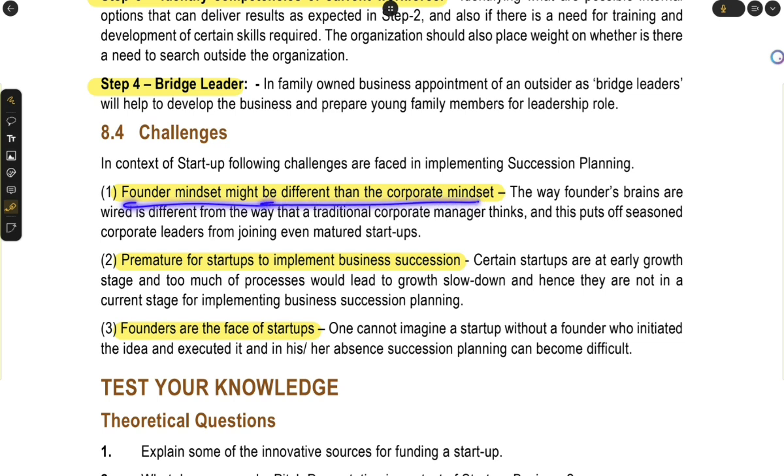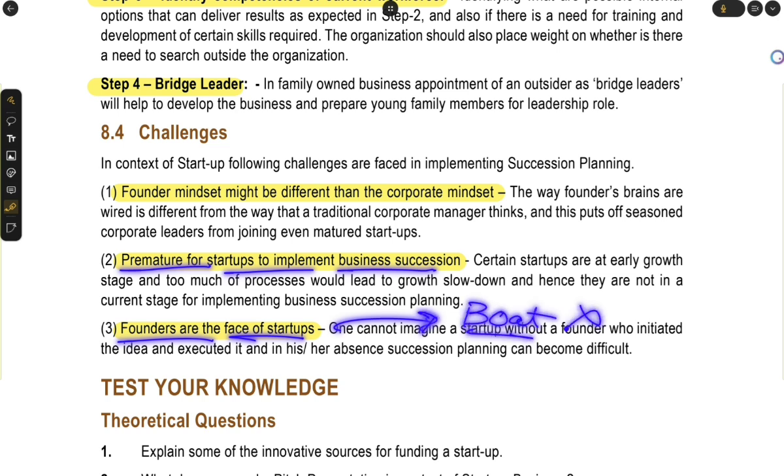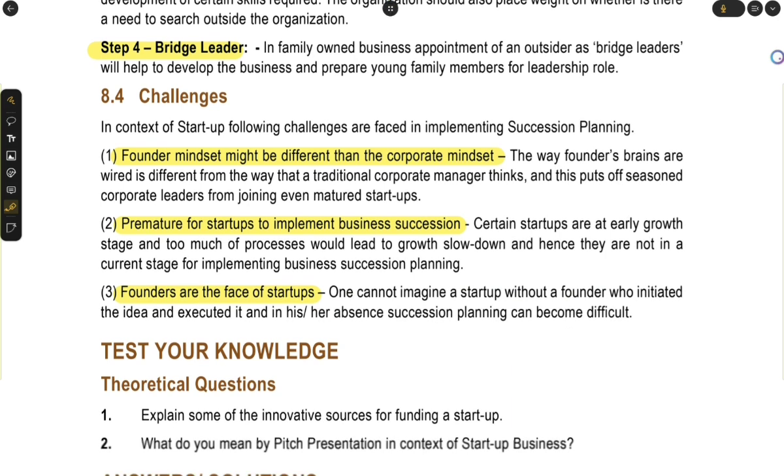Next is challenges, like the last topic. The founder mindset might be different from the corporate mindset, so it is obviously hard for startups to implement business succession. And last is founders being the face of startups. If you assume boAt, if there is no Aman Gupta, will you buy the boAt product? I think no. Most of the market of boAt will fail if Aman Gupta exits boAt. So this was all about this chapter.